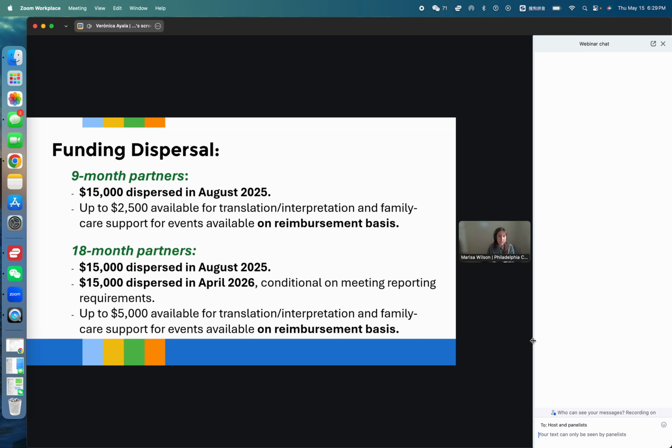18-month partners will also receive $15,000 at the start of the partnership in August 2025. And then, as long as they are in good standing and have given all of the reporting they are required to as part of this agreement, they will receive the second half of that funding, another $15,000 in April 2026 to continue their work. These partners also will be able to be reimbursed for up to $5,000 for translation, interpretation, and family care support to lower the barriers for their community to be able to attend their events or give input.